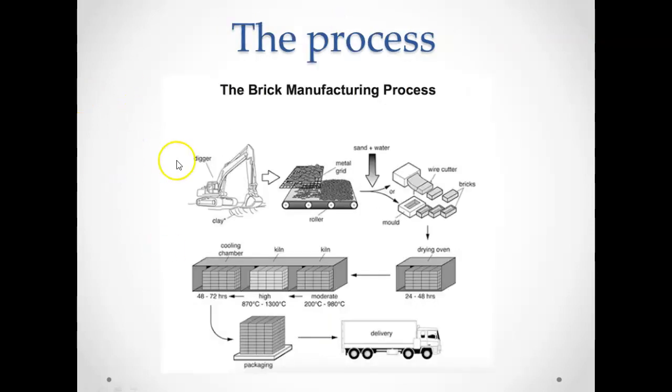Can you see some of the words? This is a digger and I used dig. This is a drying oven, so dry. You can see temperature here, so heat or warm up. You can see cooling here, so cool and cool down. So I hope you can see I've just used the words and the pictures and the stimuli in the picture.